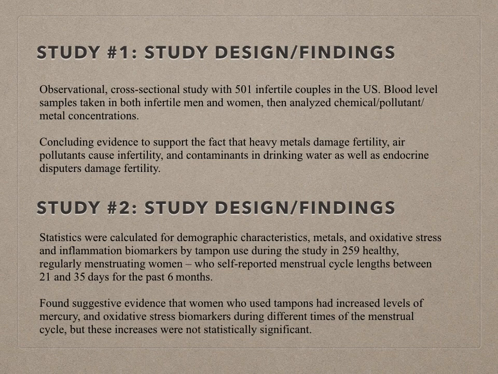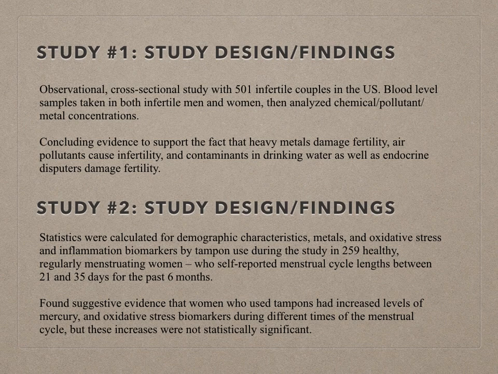The first study I looked at is an observational cross-sectional study with 501 infertile couples in the U.S. Blood samples were taken from both the infertile men and women, and then the samples were analyzed for chemical, pollutant, and metal concentrations. There is concluding evidence from the study to support the fact that heavy metals do damage fertility. Air pollutants cause infertility, and the contaminants in drinking water as well as endocrine disruptors can damage fertility.